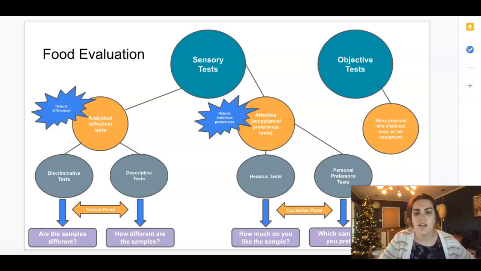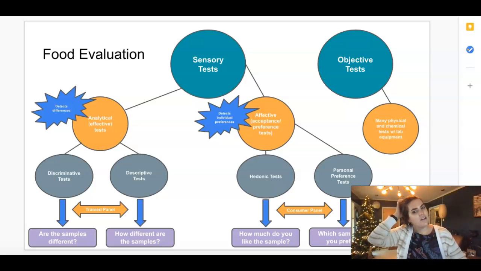So the difference between these two is that the analytical tests help us to detect differences between a few samples or products, whereas the affective tests help us to detect individual preferences. So affective tests, also known as acceptance or preference tests, help us to determine how preferred or how much pleasure we have from a specific food product. So I like to think of this as affective. How does it change your affect? Does it make you happy, or do you absolutely hate it? Does it make you sad?